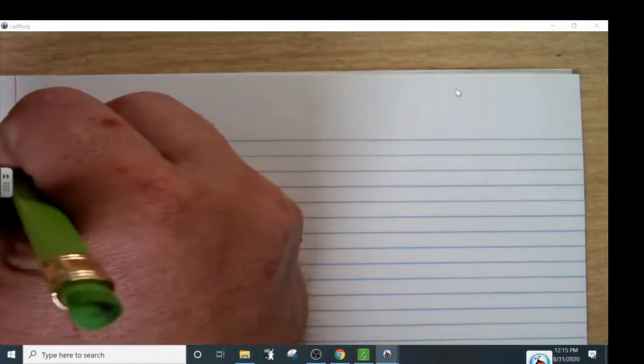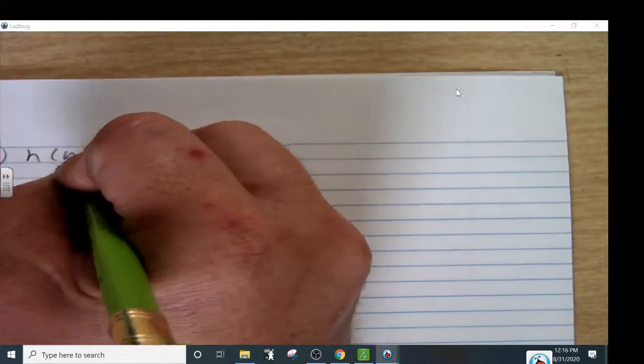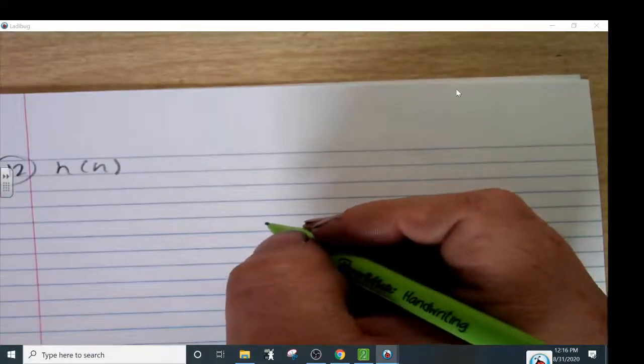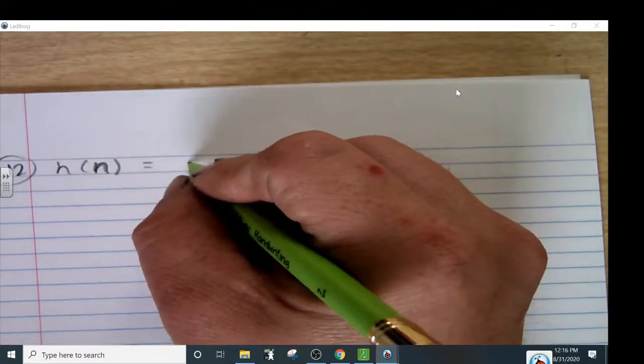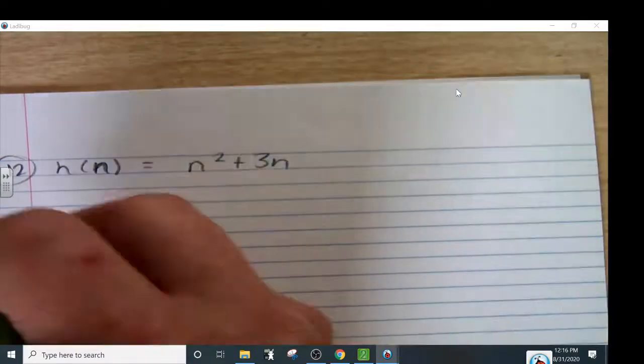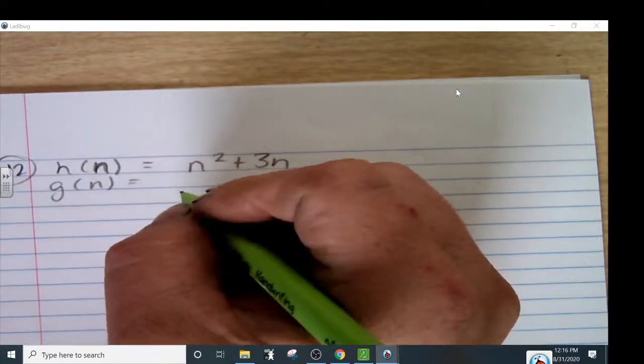Okay, let's do one, guys. I did this with first period, but I want to do it with you guys too because it's kind of a tougher problem. All right, this is number 12 when you get your sheet. H of n is n squared plus 3n, and g of n equals 2n plus 3.